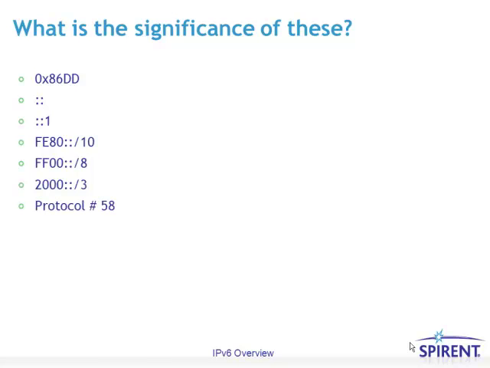Protocol number 58. That is actually the IPv6 next header value for ICMPv6. 3.4 times 10 to the 38th. IPv6 addresses have 128 bits, so 2 to the 128th is equal to a very large number. So essentially that number, 3.4 times 10 to the 38th, is the total number of IPv6 addresses available, as opposed to 4.2 billion as is with IPv4.